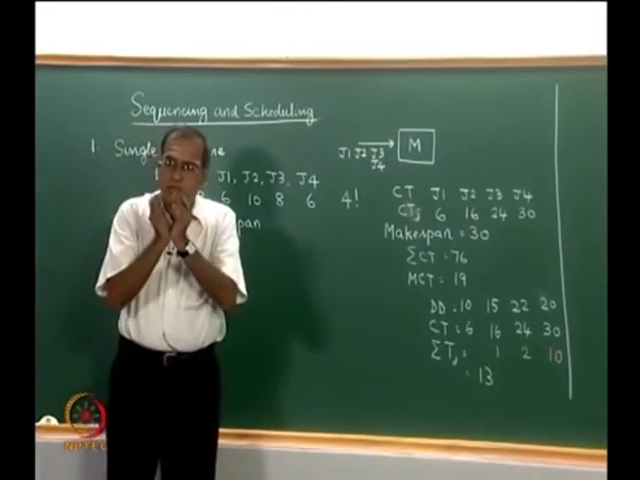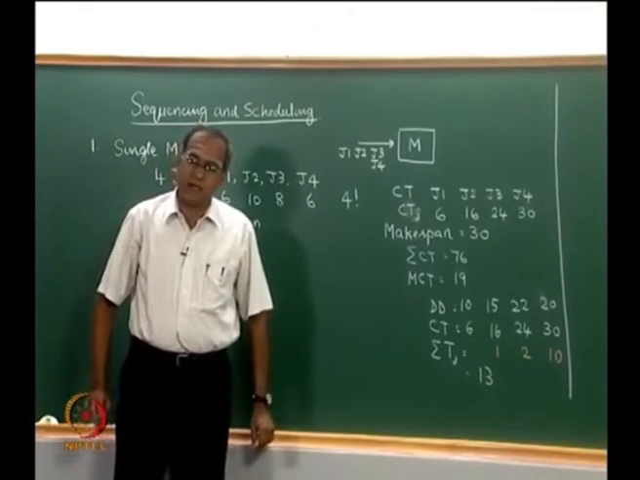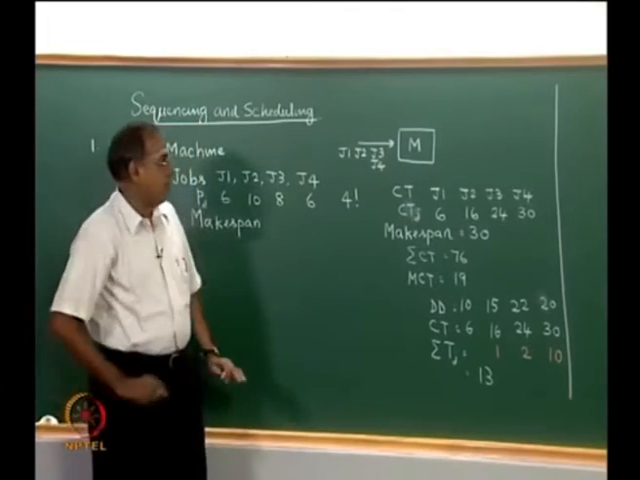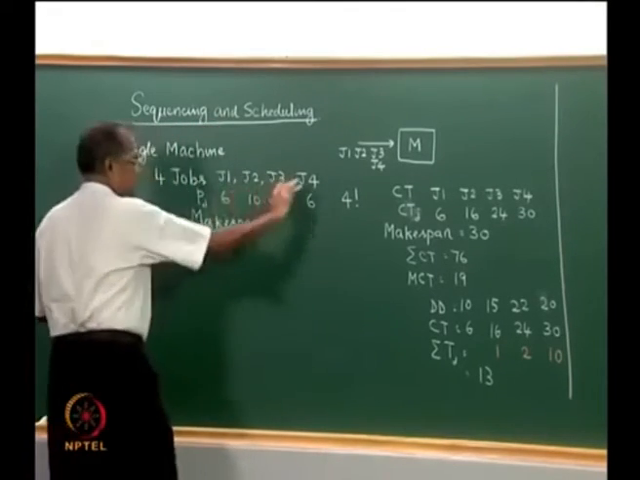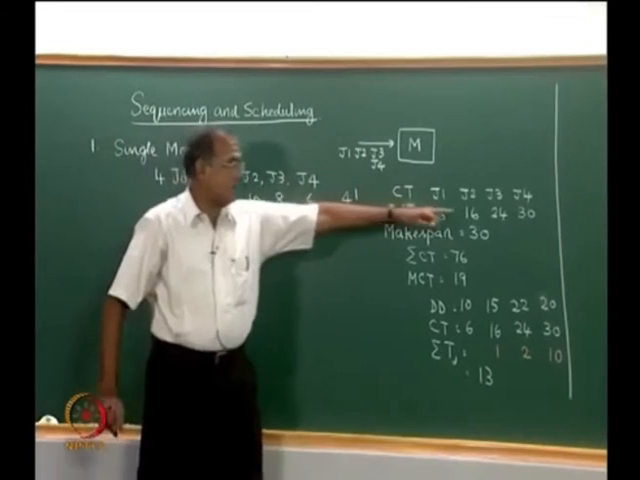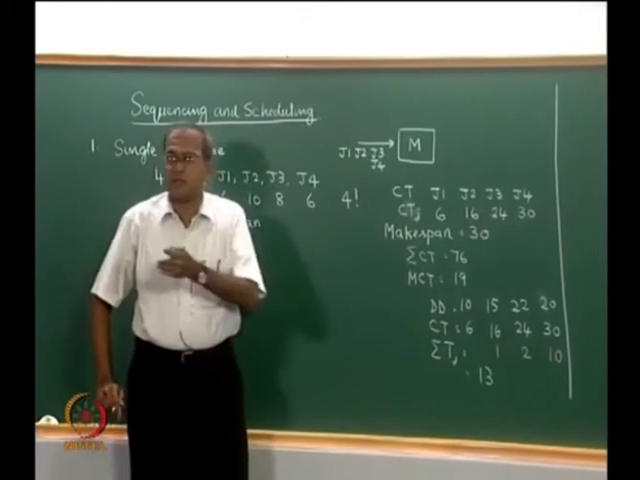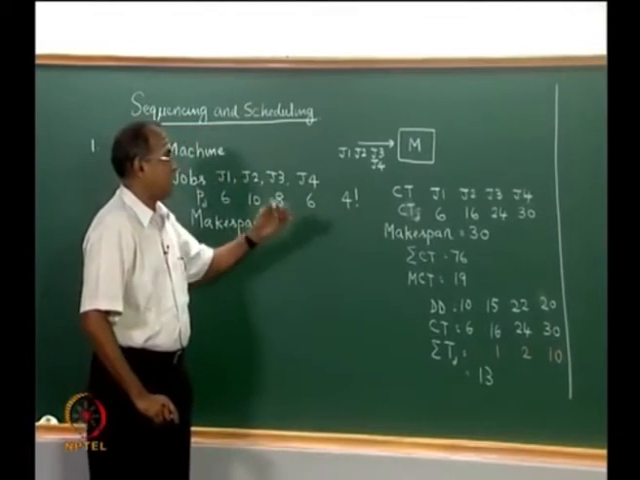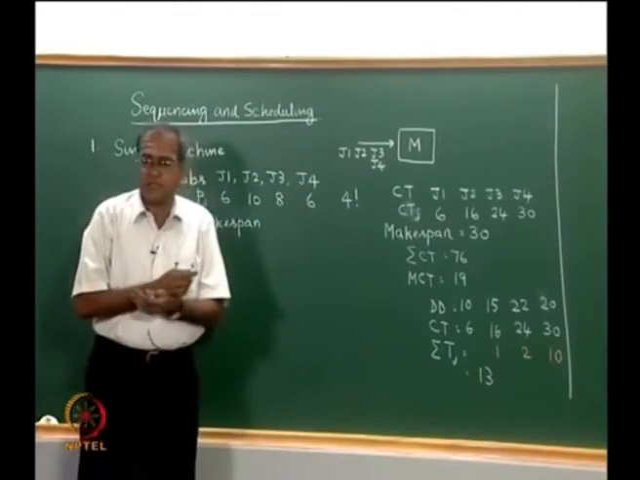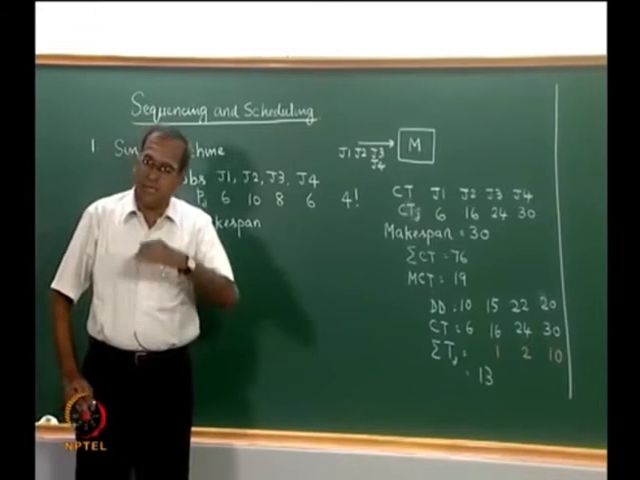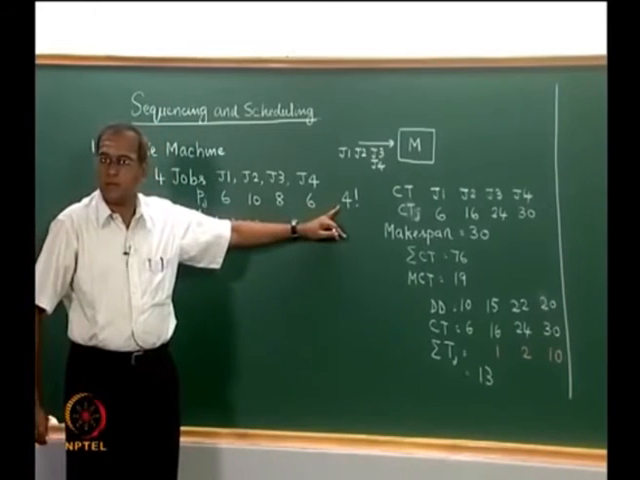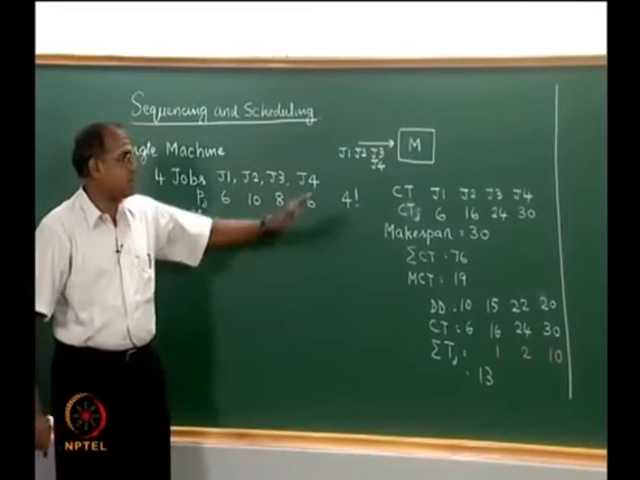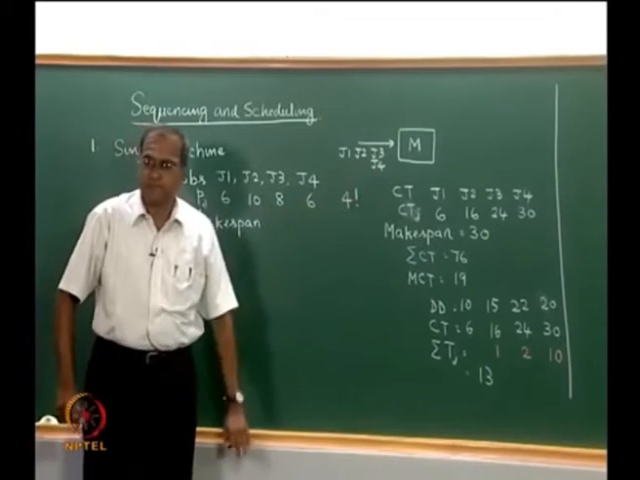As long as we do not keep the machine idle and as long as the machine can process only one job at a time, whatever order we send these jobs, the last of the completion times is going to be the sum of the processing times, which is 30. Whether we send it in the order 1, 2, 3, 4 or in the order 2, 1, 3, 4, or any one of the 4 factorial ways by which we can send these jobs, the makespan is going to remain the same.